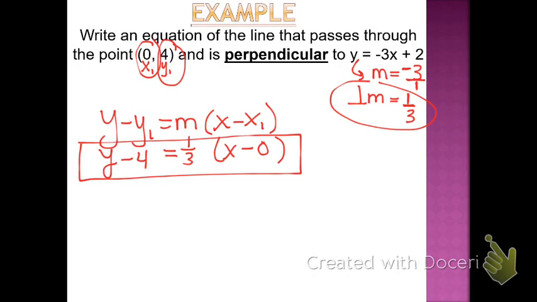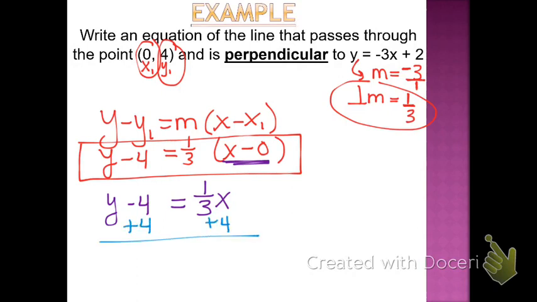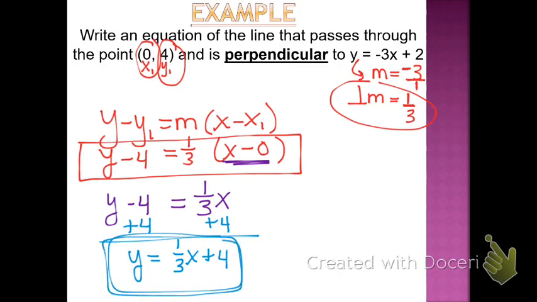Now, remember our identity property, if you add or subtract 0 to anything, it stays the same. So x minus 0 is just x, and then 1/3 times x is 1/3 x. And then to isolate the variable, I would use inverse operations. 1/3 x plus 4, those are not like terms, so I can't combine them in any way. I would just get 1/3 x plus 4. So then my final answer in slope-intercept form is y equals 1/3 x plus 4.